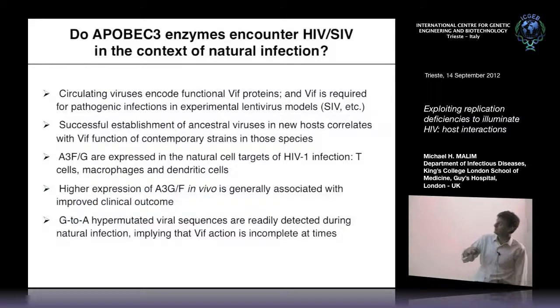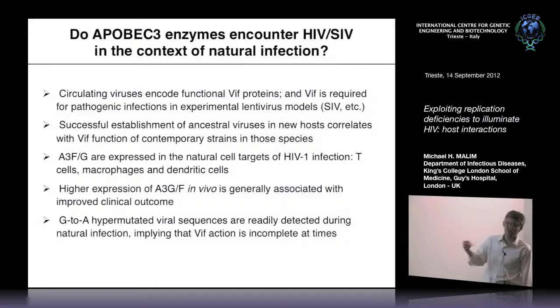Finally, I just want to come to a couple of final comments about APOBEC3 proteins and the evidence that they really encounter HIV during natural infection. There are several arguments that they do. First of all, circulating viruses encode functional VIF proteins, implying that inhibiting APOBEC3 proteins is very important. It turns out if you look at SIVs and HIV from different species, the ability of an ancestral virus to move into a new host correlates with the VIF functionality of contemporary viruses in those species.